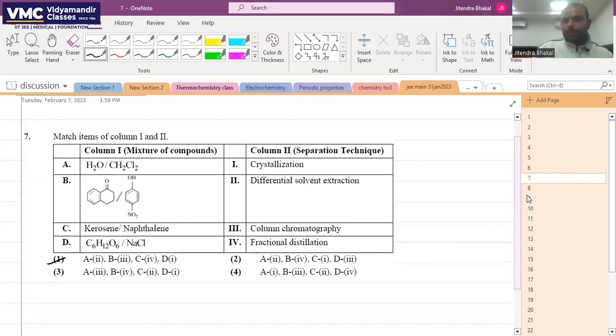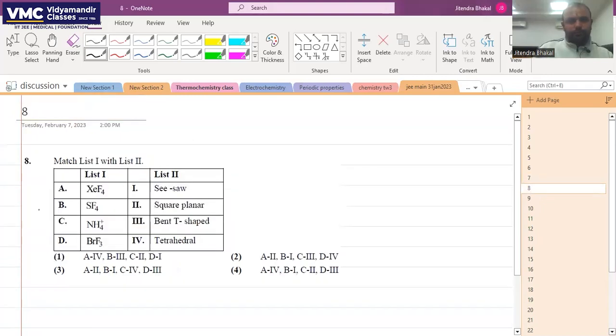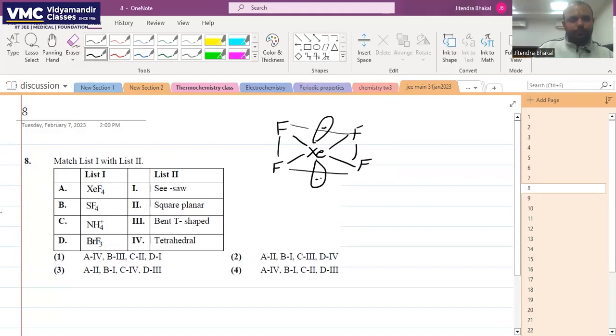Moving to the next question, question number 8. We need to match the structures, the shapes of these compounds. Now XeF2 has octahedral geometry, but the shape is square planar because lone pairs are present like this. So in the first one, square planar shape. So with A option, we can match the second one.